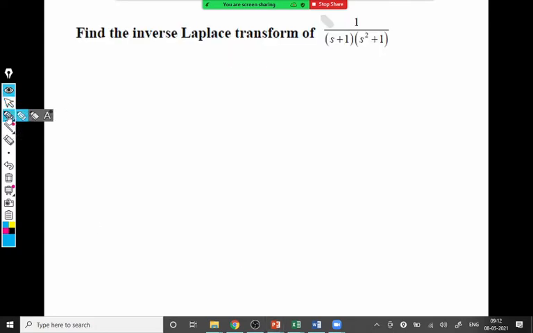So question 1 is on the screen. I want the partial fraction first from you. What should be the partial fraction for this function F(s)? A by s plus 1 plus (Bs plus C) by s square plus 1. Yes, correct. Very good. So we can start like this.